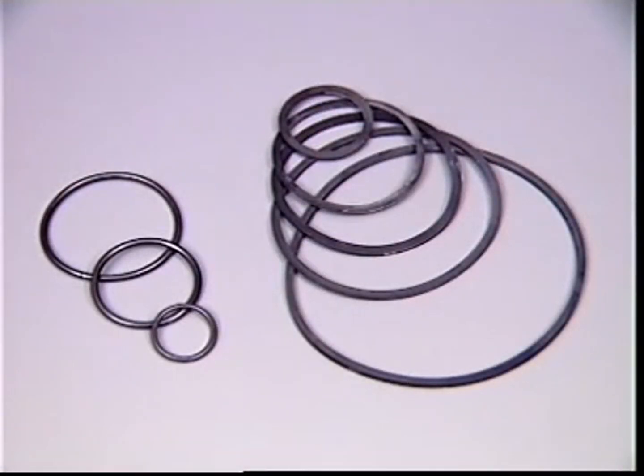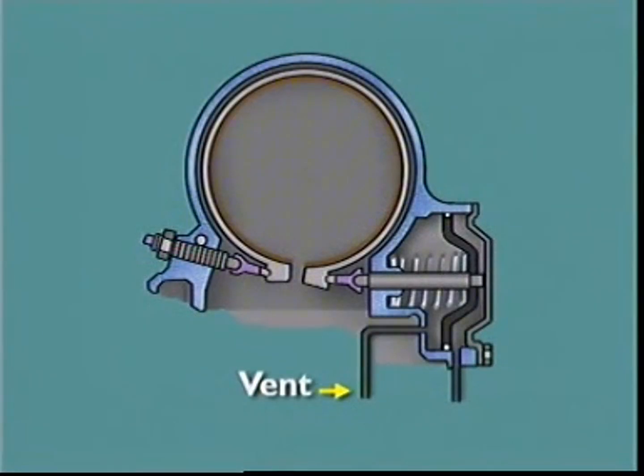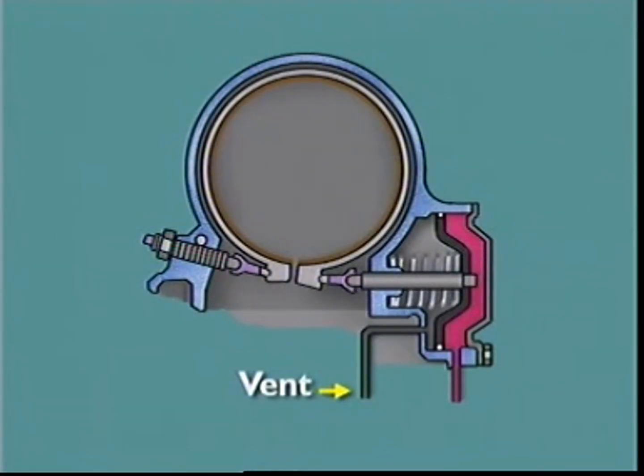Fluid leakage past the piston is normally prevented by neoprene-type seals. Fluid under pressure is directed onto the piston in the closed cylinder, moving it to apply the band.